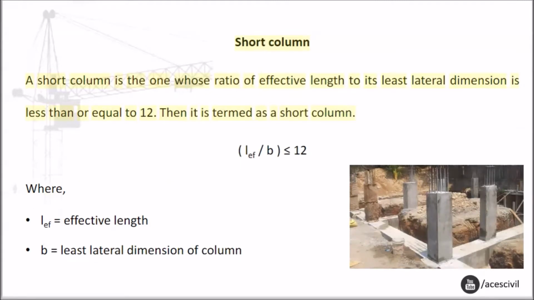Short column. A short column is the one whose ratio of effective length to its least lateral dimension is less than or equal to 12. Then it is termed as a short column. LF/B = 12, where LF equals effective length, B equals least lateral dimension of column.